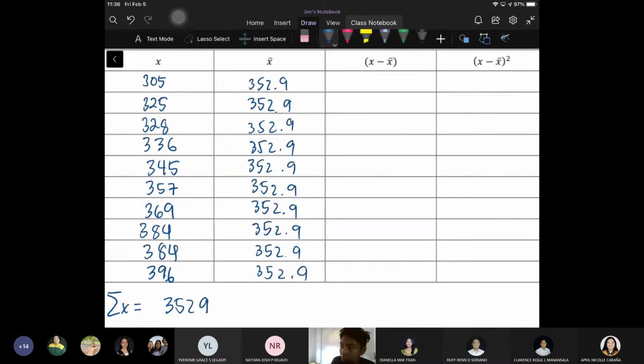Okay, so yan, we have the x bar in the second column. Kokopyahin mo lang lahat yan. Then, on the third column, you have the x minus x bar. So you're going to subtract 305 with 352.9, 328 with 352.9, so on and so forth. So I want you to solve this, no? Solve ko rin to. So, sagutan ko muna, okay?